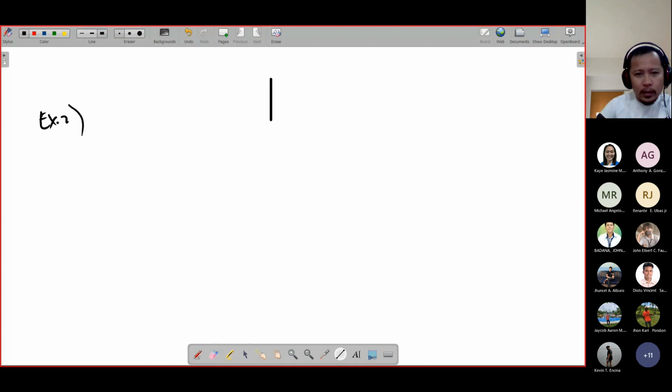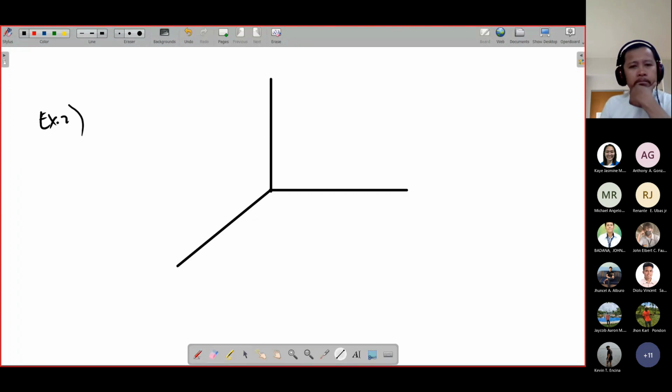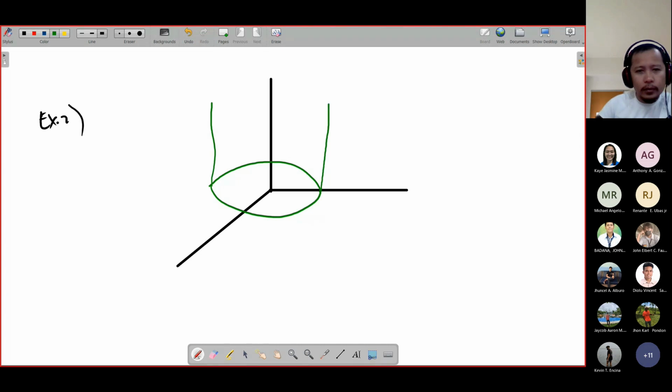Here is the XYZ axis. Let's say the cylinder is centered, still at the center. Okay, still at the center. The radius, how much is the radius?